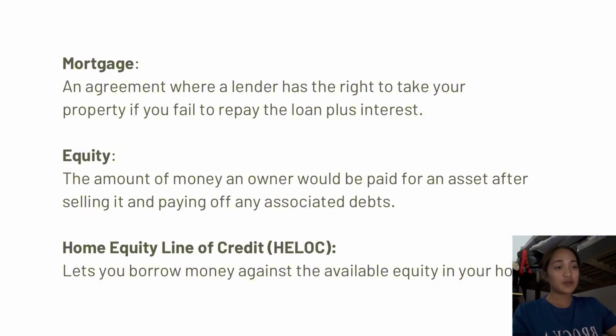Some of the key concepts that you should know is first, the mortgage. A mortgage allows you to own property while paying it gradually. But if payments are not completed, the lender can take back that property. And equity, on the other hand, is what you truly own. For example, if your house is worth 2 million pesos and you still owe 1 million pesos, then your equity is 1 million pesos. Next is a home equity line of credit or HELOC. It allows you to borrow using that equity. It's like turning your property value into usable cash.